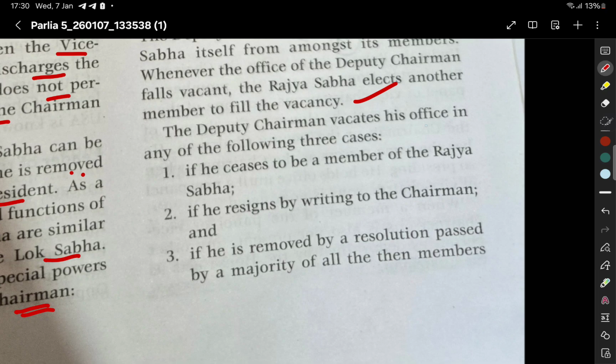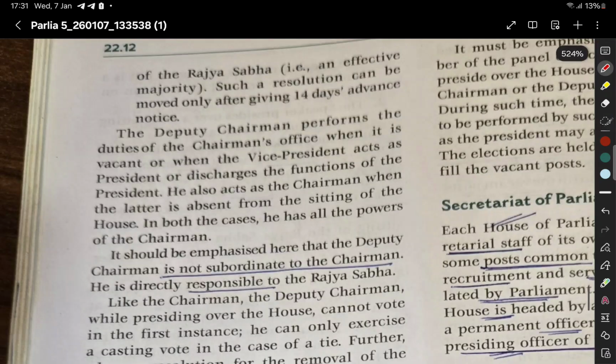The Deputy Chairman vacates his office in one of the following three cases: if he ceases to be a member of Rajya Sabha, if he resigns by writing to the Chairman, and if he is removed by a resolution passed by a majority of all the then members of the House. But such a resolution can be moved only after giving 14 days' advance notice.